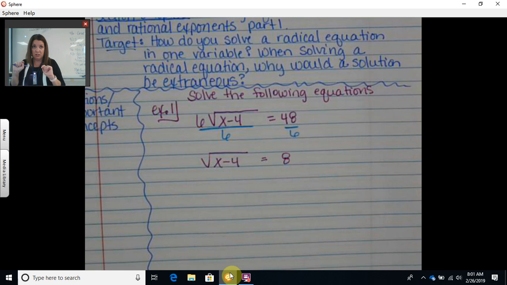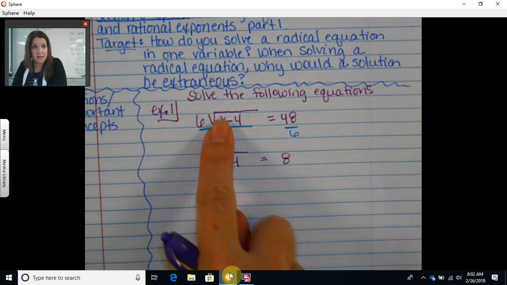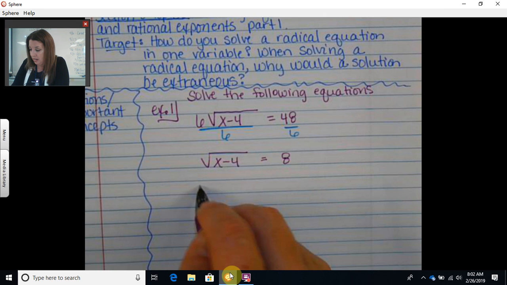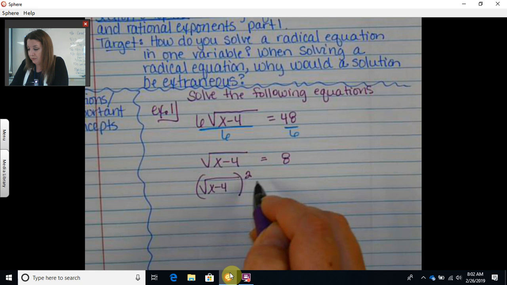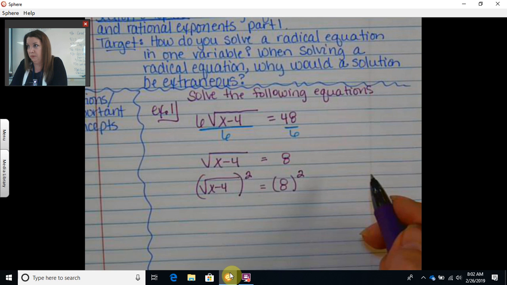So can you change it to x minus 4 to the half? Well, I could, but I could just get rid of the radical. I can square it, right? If I take the square root of x minus 4, the inverse of taking the square root is to square it. Just like the inverse of multiplying is dividing, the inverse of square rooting is squaring. So what I can do is square, but I have to square both sides. I can't just square the left and not the right because that would be changing the meaning of the problem.